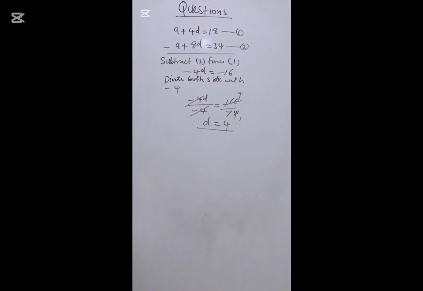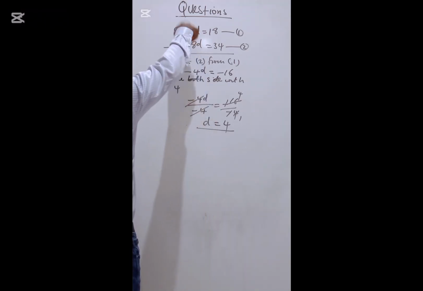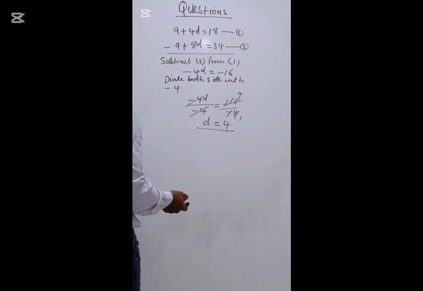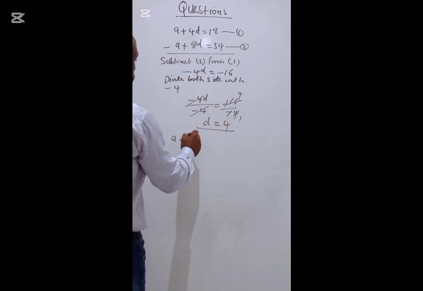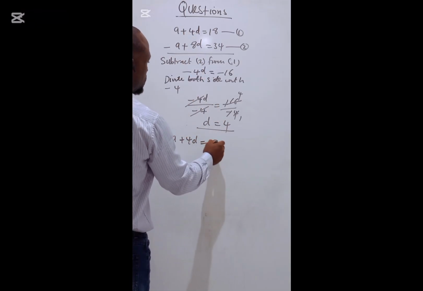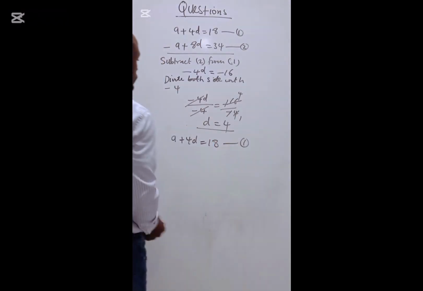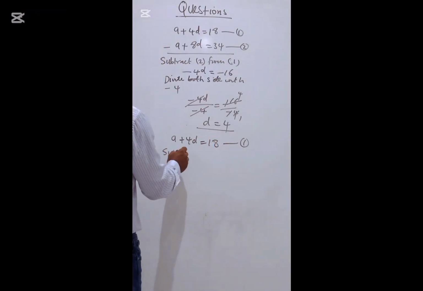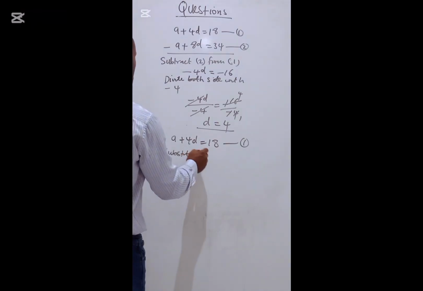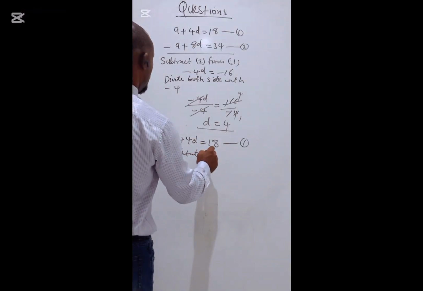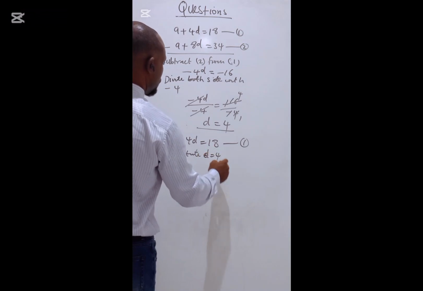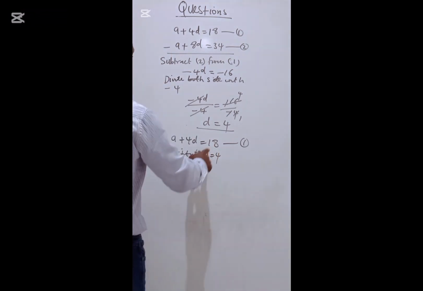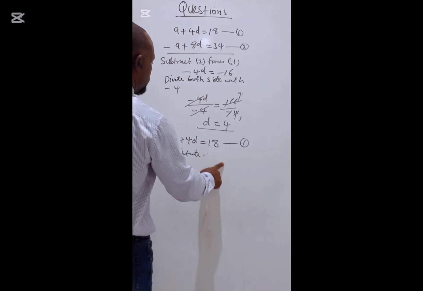To get the value of the first term, I'm going to substitute my common difference into any of the equations above. So if I substitute D into equation 1, A plus 4D is equal to 18. Substitute D, which is equal to 4, or substitute the value of 4 into D.